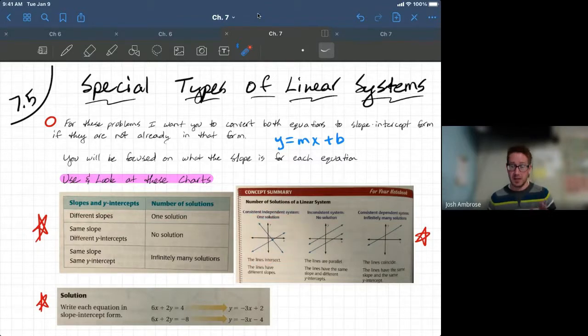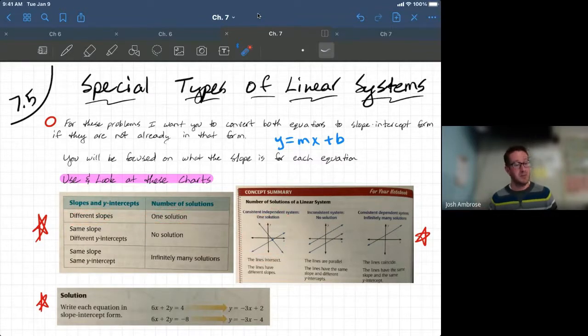Again, start by making them y equals. That means y is by itself. Then focus on the slope. Different slope, one solution. This is an example of what you could be looking at.